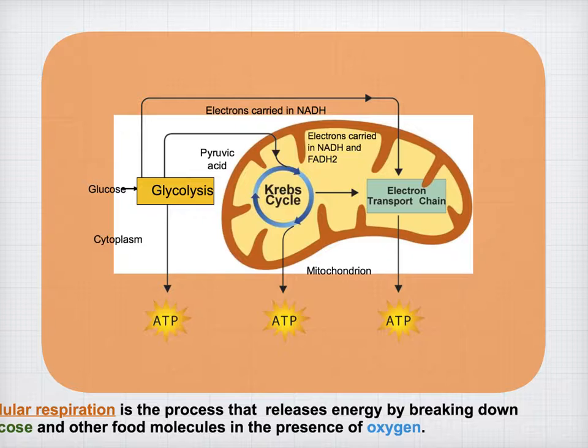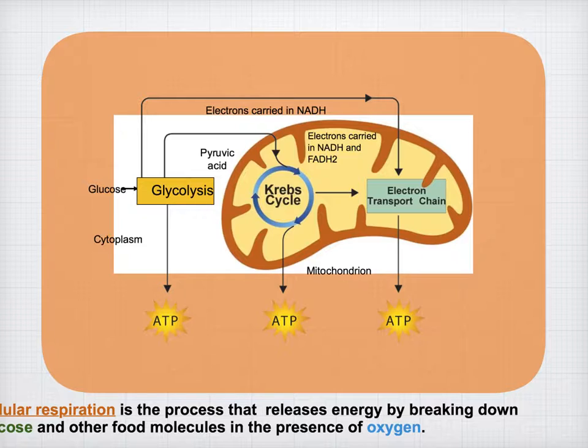So this diagram is good because it shows us the overall picture of everything that happens in cellular respiration. So we have the cytoplasm out here. We have the mitochondrial membrane on the inside. Glycolysis is the first part of the process. It occurs outside in the cytoplasm. It also does not require oxygen.